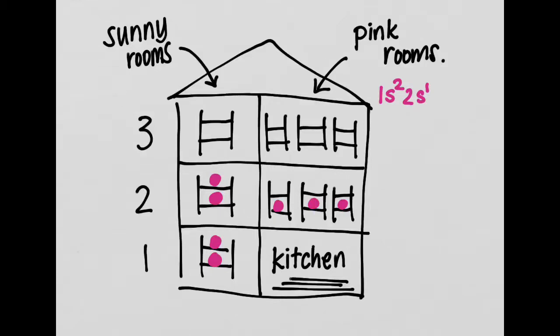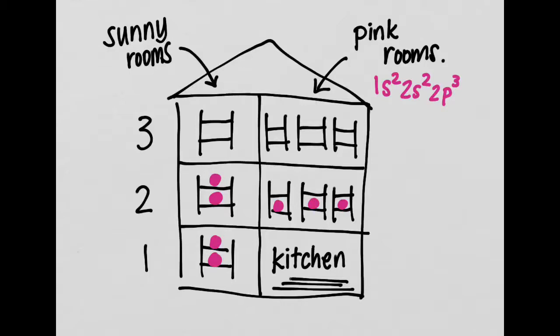Take a second, pause this video, and figure out what code I would be using if I have 1 person in the first floor sunny room, 2 people in the second floor sunny room, and 3 people in the pink room on the second floor. Okay, so if I had this many people in this house, I would have 1S2, 2S2, 2P3.